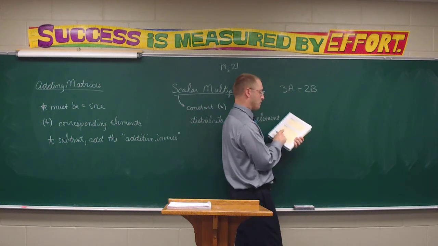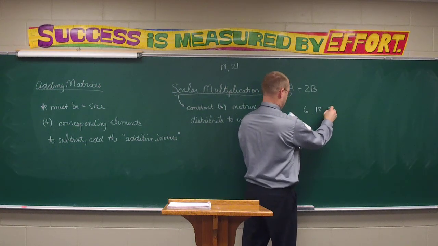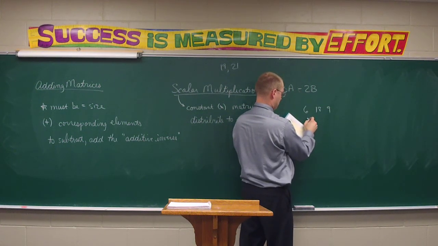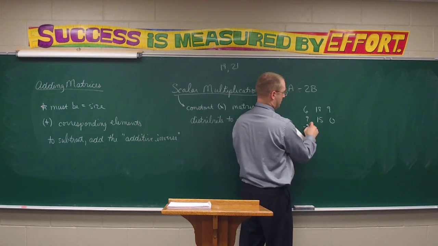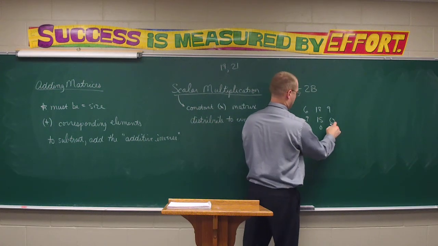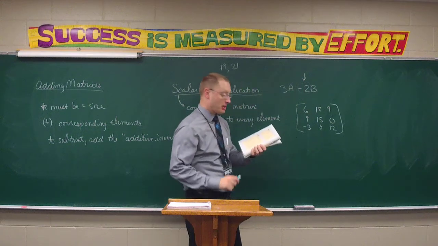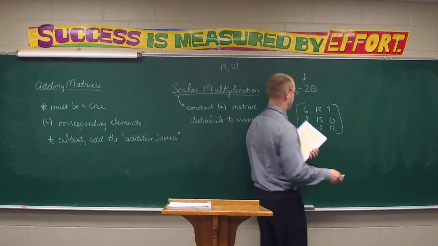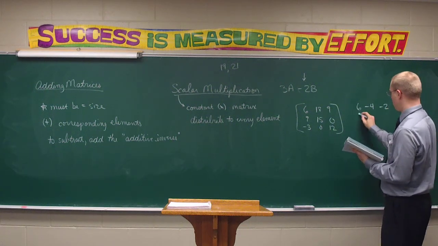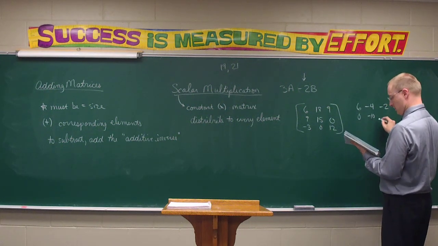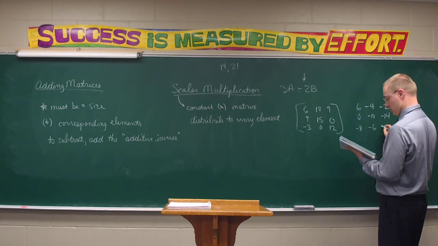Kendall, what do we get when we distribute a 3 through matrix A? 6, 18, 9, 9, 15, 0, negative 3, 0, 4. All right, and then let's distribute a negative 2 through matrix B. What do we get there, Audrey? 6, negative 4, negative 2, 0, negative 10, 14, negative 14, negative 8, negative 6, 4.